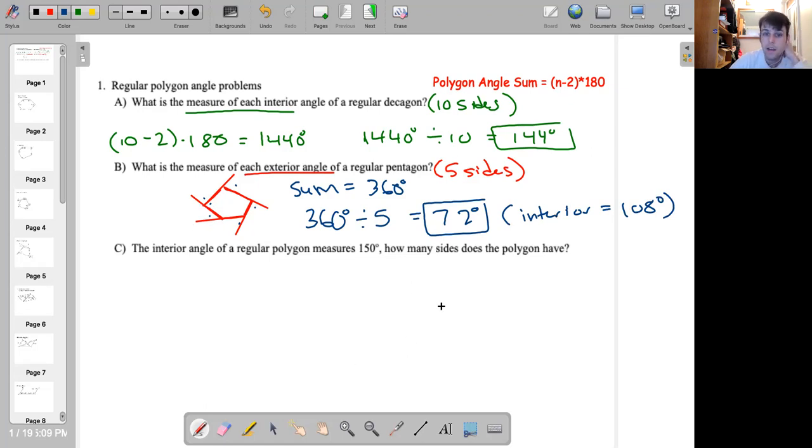All right. Last one here for question number 1. The interior angle of a regular polygon measures 150. So this is the interior angle. How many sides does this polygon have?